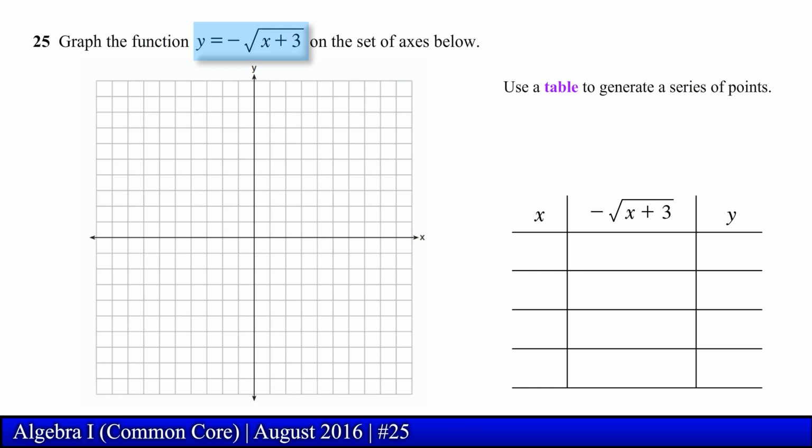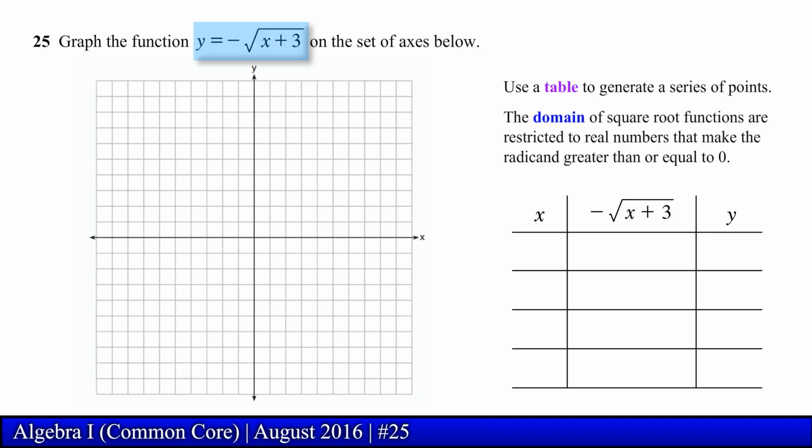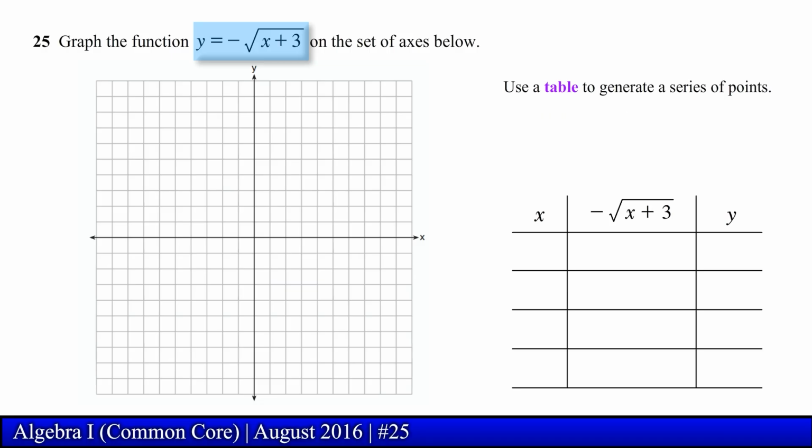Notice that the function represents a radical function, particularly a square root function. Remember that the domain of square root functions are restricted to real numbers that make up the radicand, the variable expression inside the square root, greater than or equal to 0. So let's first determine the domain of the function by setting the radicand equal to or greater than 0 and solving for the variable x. Solving the inequality, we obtain x is greater than or equal to negative 3.